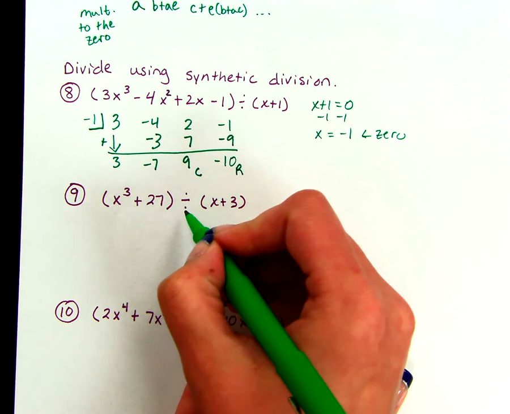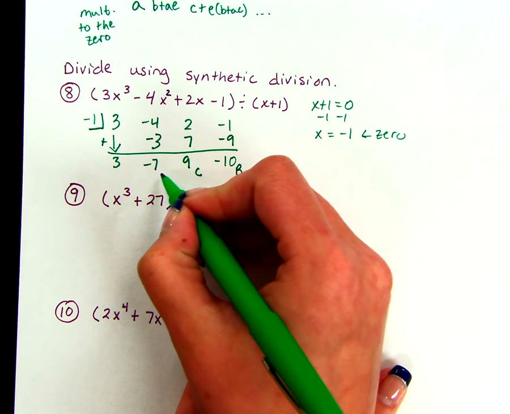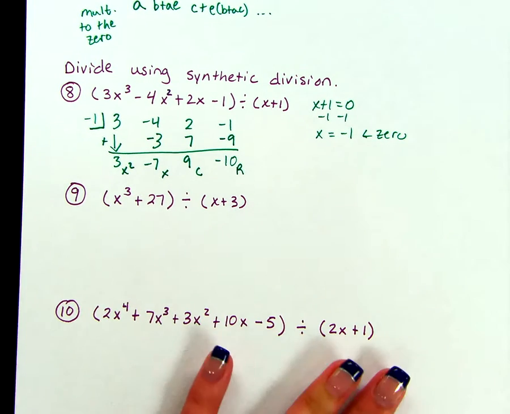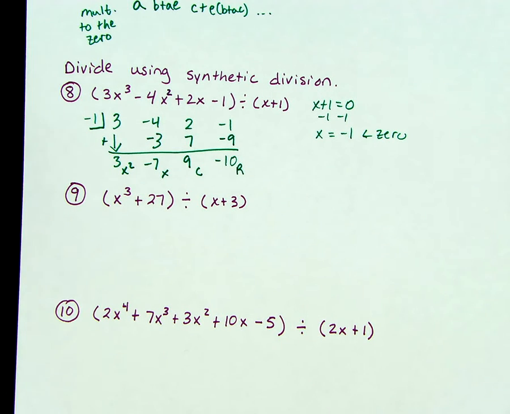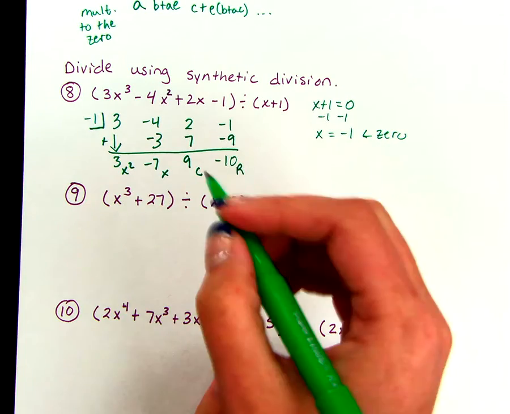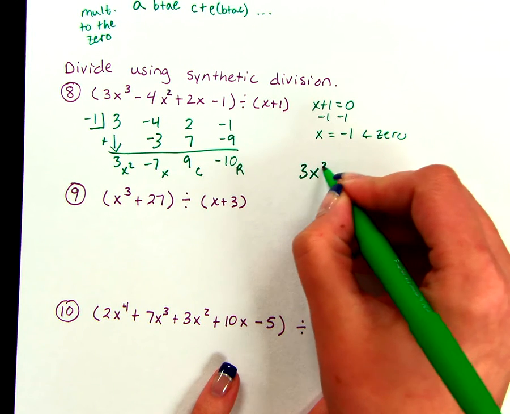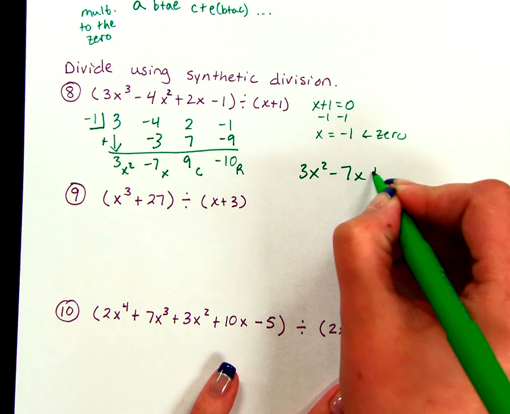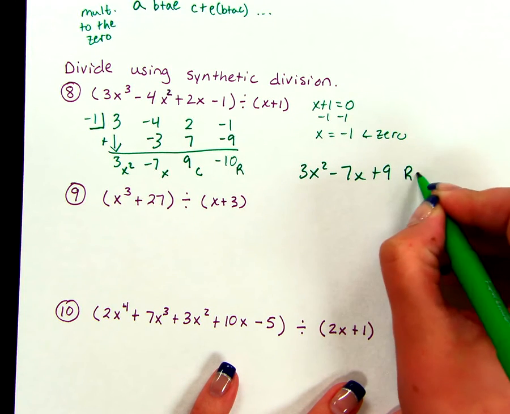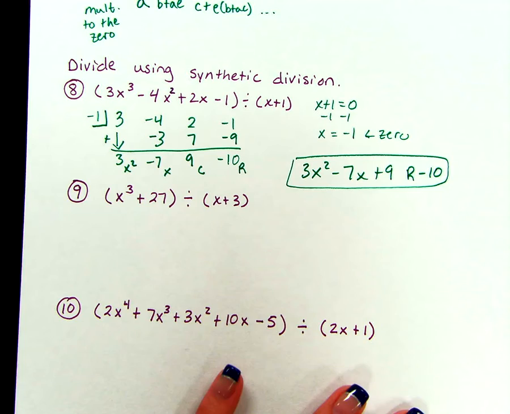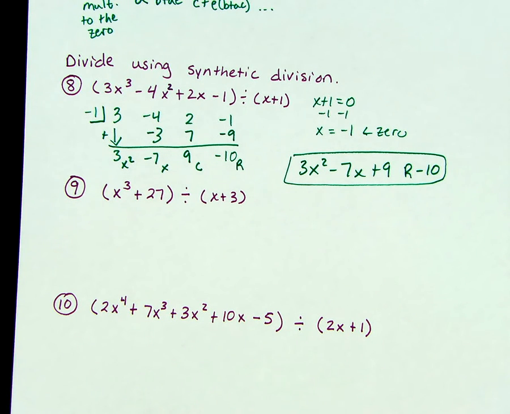Then you have your constant term, your x term, your x squared term. If we had more numbers, then it would be x cubed, x to the fourth. So we just keep going up by 1 power until we run out of numbers. So our final answer for this problem is 3x squared minus 7x plus 9 with a remainder of negative 10. And this would be our final simplified answer.